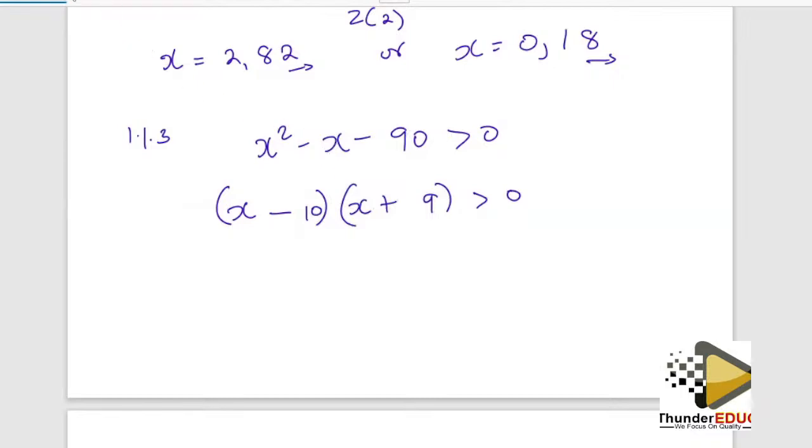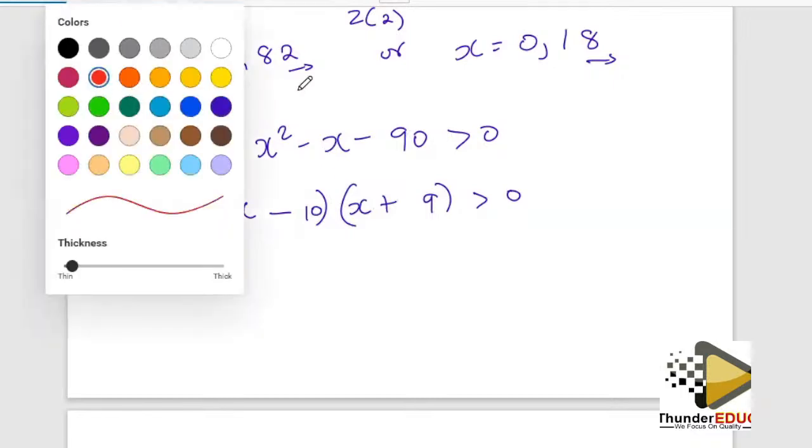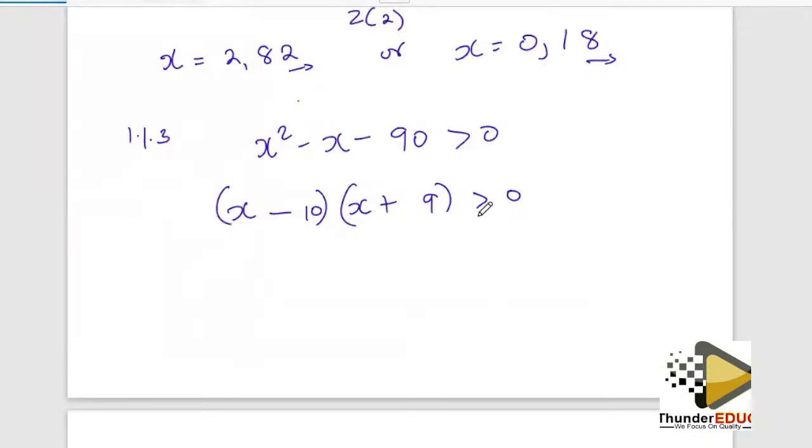Now, for as long as we have the inequality symbol of greater than, we need to first of all know our critical values. So let me say that my critical values are going to be positive 10 and negative 9. Then how do I represent that? For as long as the sign is greater than, we're going to say that x must be less than the smaller value, which is negative 9, or x must be greater than the bigger value, which is 10. That occurs only if the sign is greater than.